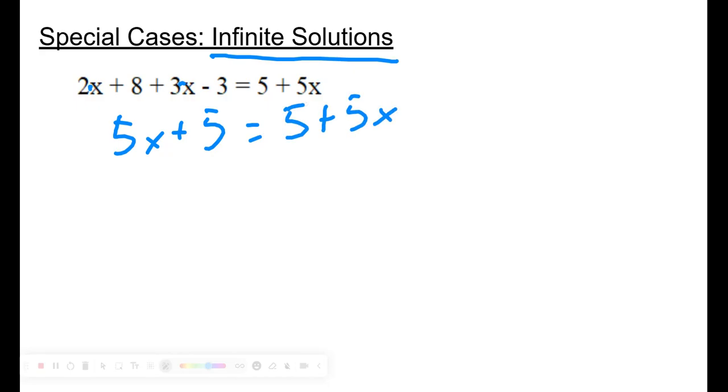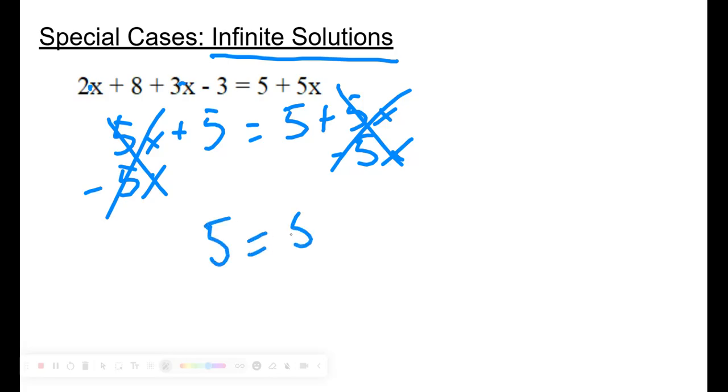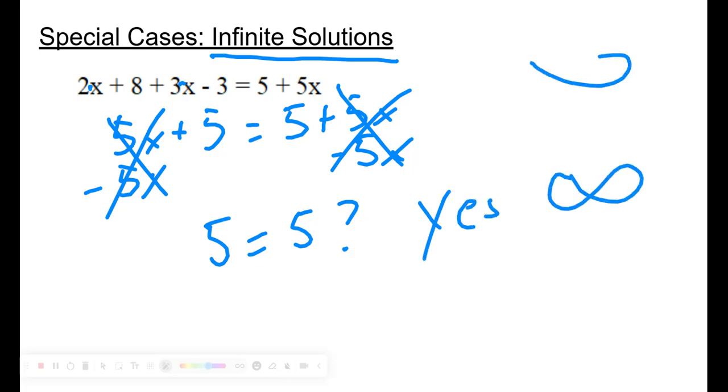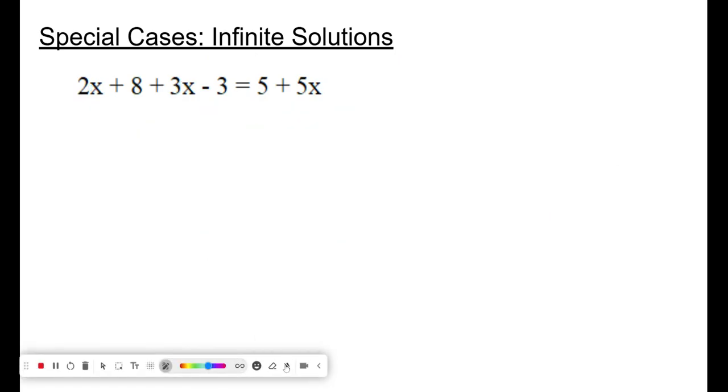If I were to eliminate the variable from one side, that would eliminate the variable from both sides. 0 times x is 0. Does 5 equal 5? Yes. So this is an infinite number. Let's see if I can do a better one, the infinity symbol. No matter what we plug in for x, if we plug 1 in, if we plug 8 in, if we plug in negative 292, it will all work out. So there's an infinite number of solutions there.